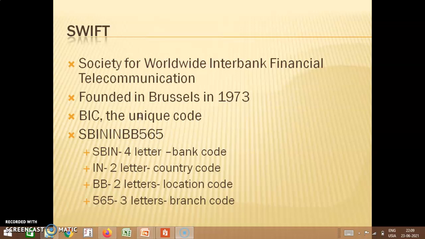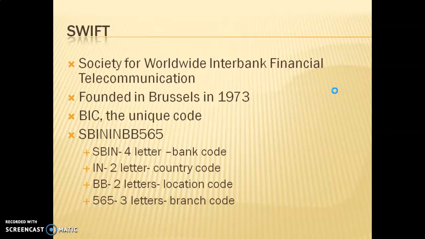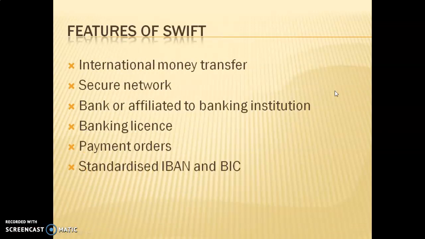Okay, so this is a SWIFT code. Now what are the features of the SWIFT code, or why do we need it? SWIFT is mainly for international financial transactions. It provides a secure network that allows more than 10,000 financial institutions in 212 different countries to send and receive information about financial transactions to each other.